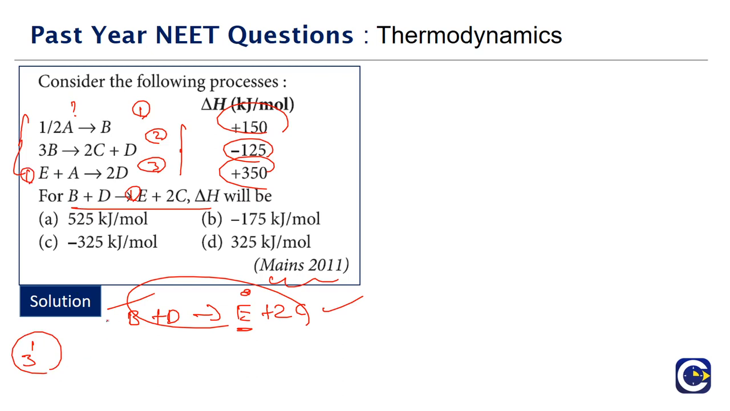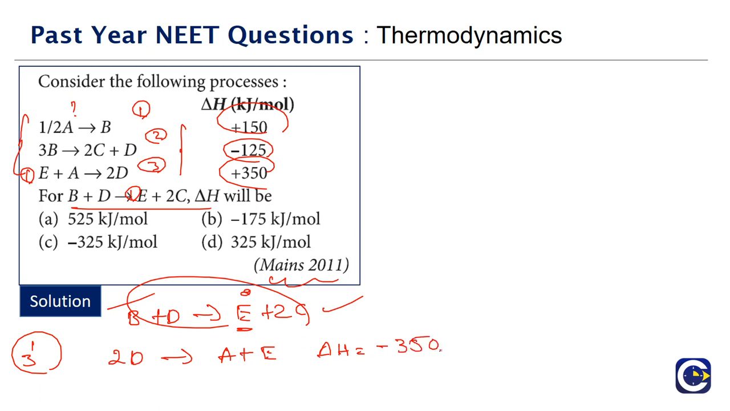It has to be simply reversed. If you reverse the third equation, what we'll get is 2D gives rise to A plus E. So delta H will be, for the third equation, what is delta H? 350, right? Just now only we looked at it. When you reverse an equation, delta H will become what?